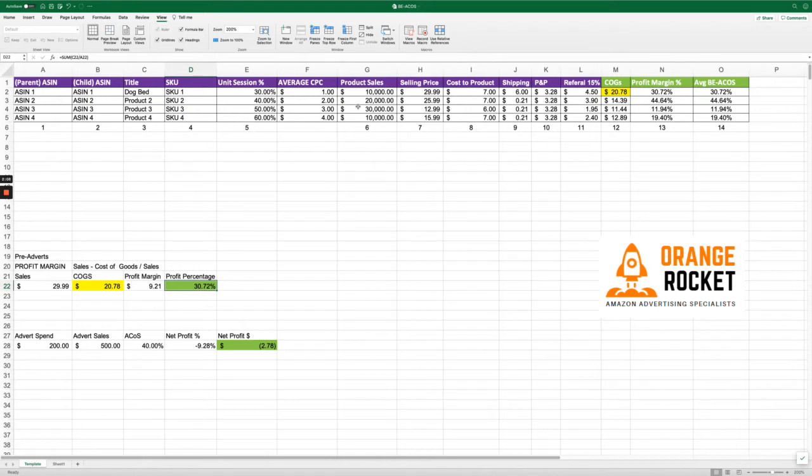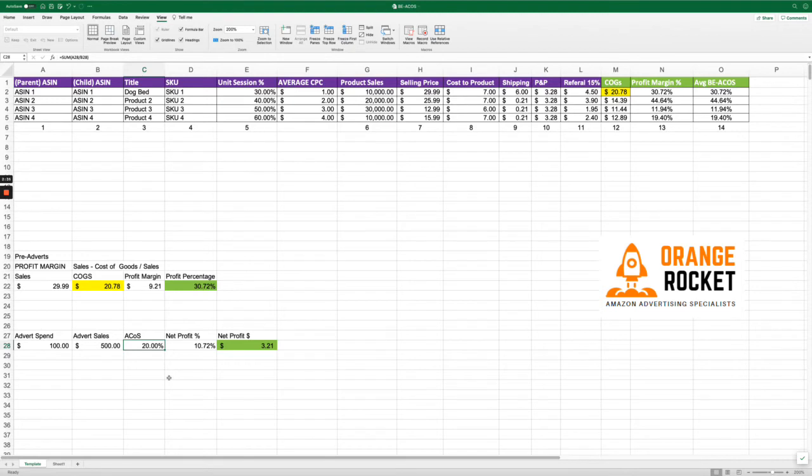But when we come to add in advertising, then we need to think about, well, how much are we going to advertise our product? So let's say, for example, we spent $100. And that generated $500 of sales. Doesn't matter what period this is over, but the ACOS, which is simply spend divided by sales, it's an efficiency measure. So, a lot of people focus very heavily on ACOS.